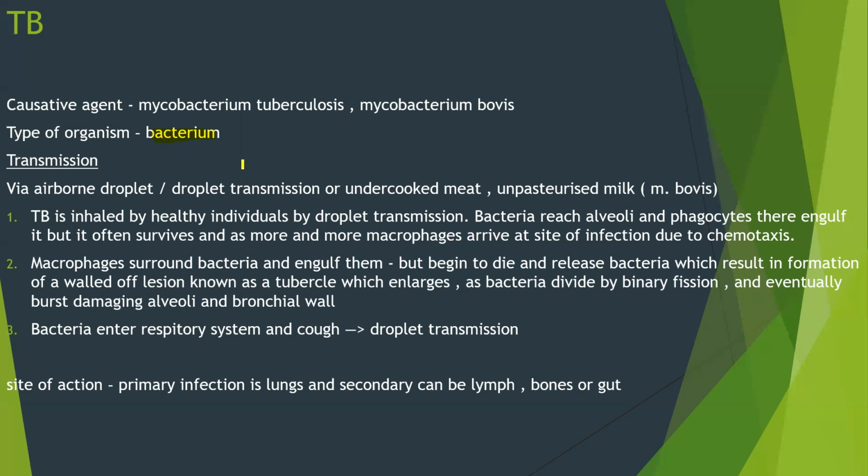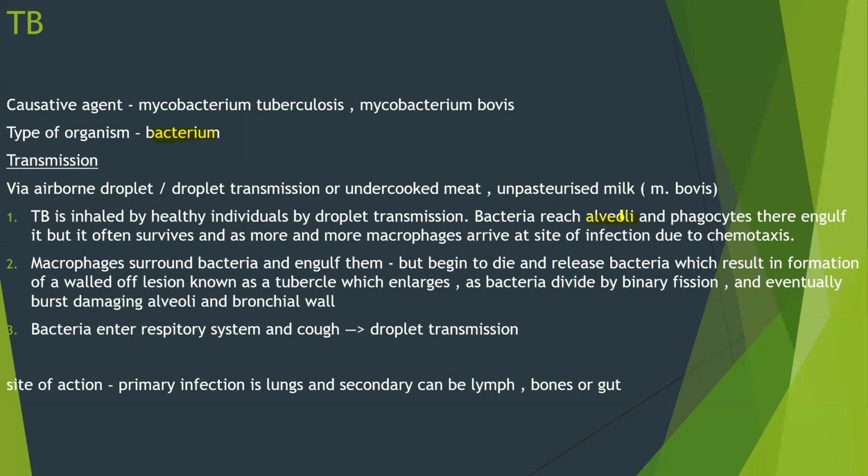So what happens when a person inhales the TB particles by droplet transmission? So the bacteria will enter his respiratory system and then travel along it and reach the alveoli. And over there, phagocytes will firstly engulf it, but then the TB itself will survive. Eventually, more and more macrophages will arise due to chemotaxis. So chemotaxis, we'll talk about that in chapter 11, but chemotaxis here simply means that chemical substances are attracting white blood cells towards it.